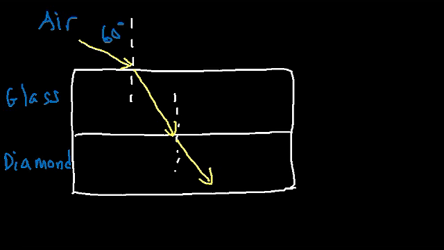So what is the angle theta at which it enters into the diamond material? How can we find that angle? Feel free to pause the video and try it. By the way, the index of refraction for air is 1. For glass, it's about 1.5. And for diamond, it's about 2.4.